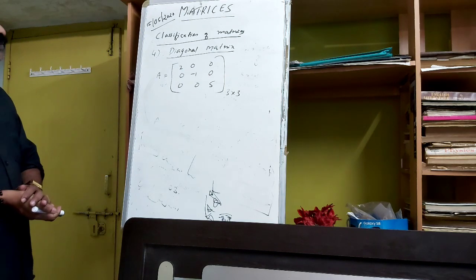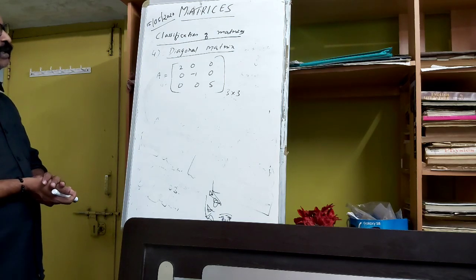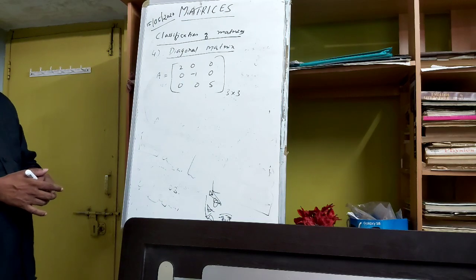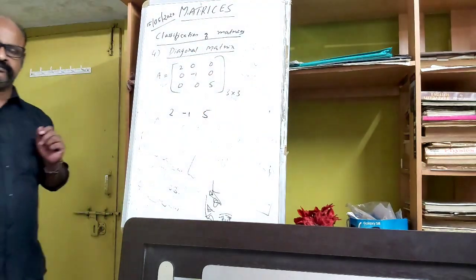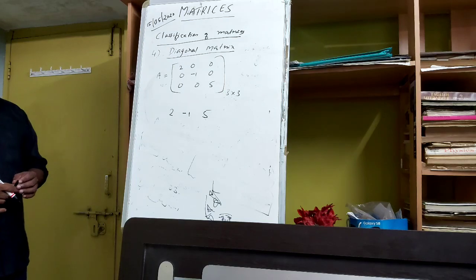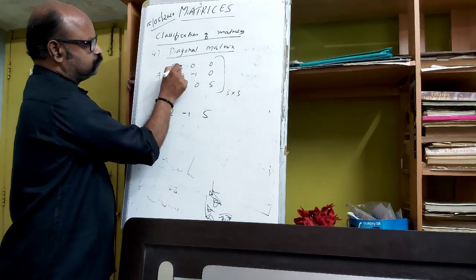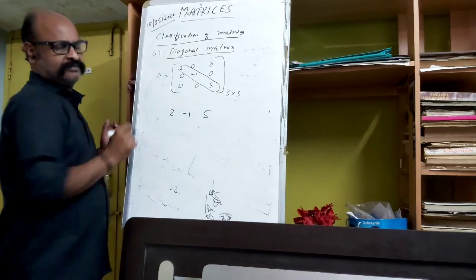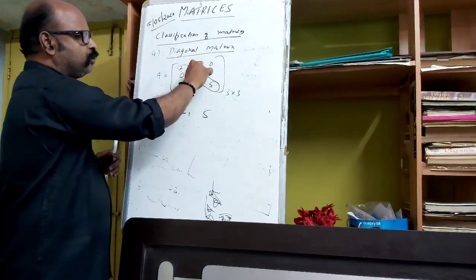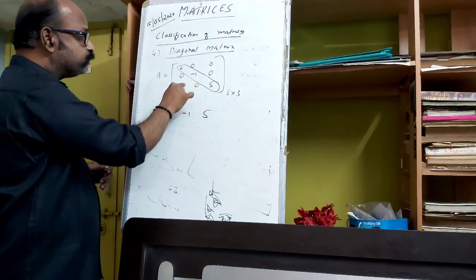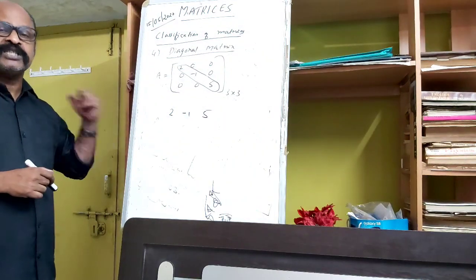Now what I am asking is, which are the principal diagonal elements? 2, -1, 5, no doubt. Just take the principal diagonal elements: 2, -1, 5. Taken? See the rest of the elements. The elements above that: 0, 0, 0. All are 0. The elements below that: 0, 0, 0. And this is the speciality I was asking for.